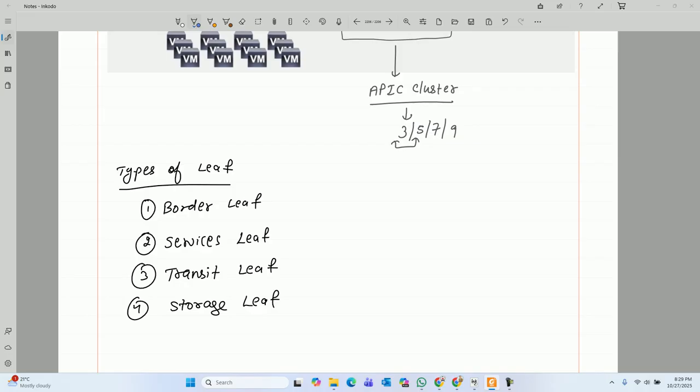As its name suggests, it acts as a transit between two ACI topologies to provide connectivity across multiple geographical locations. So this is also known as stretched fabric. And then you have the storage leaf, which provides connectivity to the storage area network. That leaf is known as storage leaf.